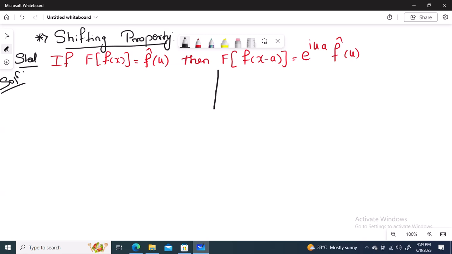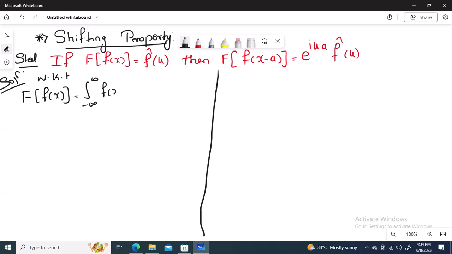How to prove? As usual, simple. The base for all the proofs is the definition of the Fourier transform. So we know that the Fourier transform of f of x is the integral from minus infinity to plus infinity of f of x e power iux into dx. Call this equation 1.